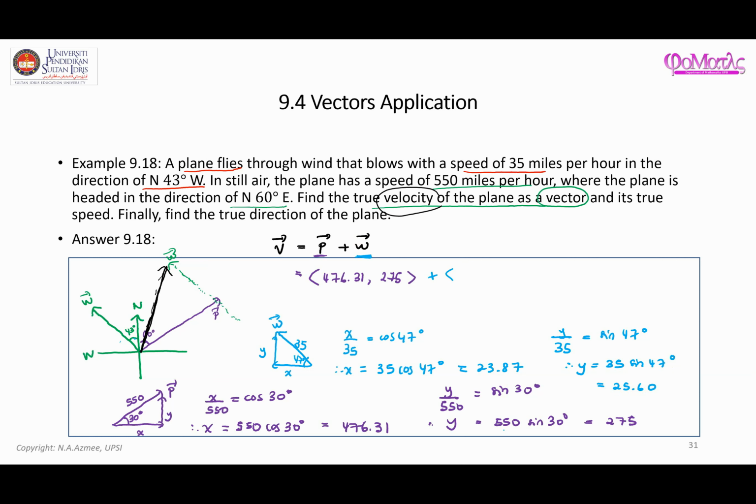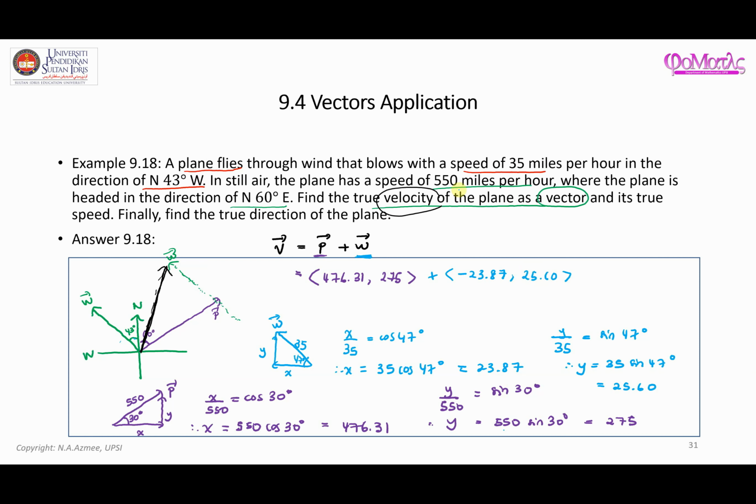Now when you want to write the vector w, you need to consider the direction. So since x is going in this direction, the value of component x is going to be negative 23.87, and the value of component y is going to be equal to 25.6.